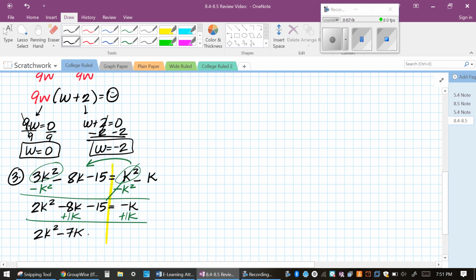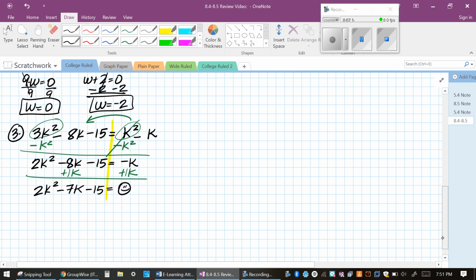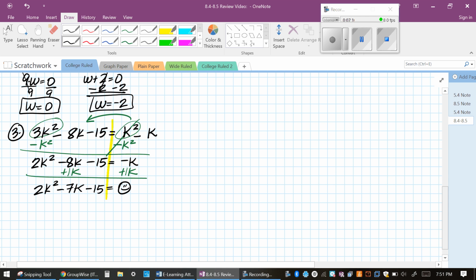Now, one thing that I noticed when you guys were turning in your homework was that you're not being really careful when you're combining like terms. So you're making little mistakes like -8 plus 1. You're telling me that it's -9. So please make sure that you're double checking your math. You can do it in your head first and double check it with your calculator.